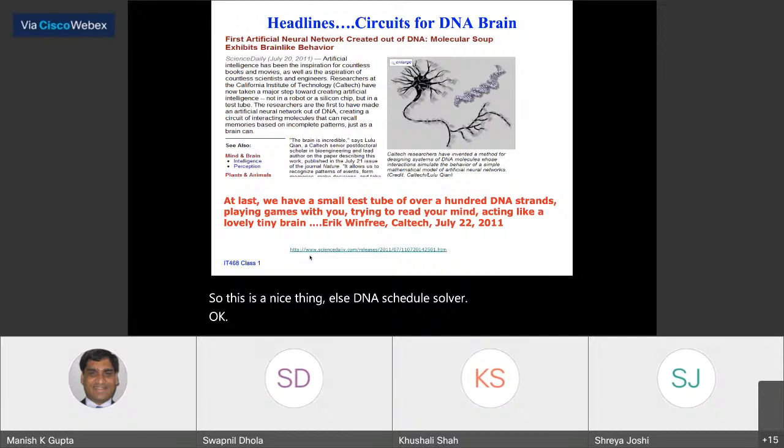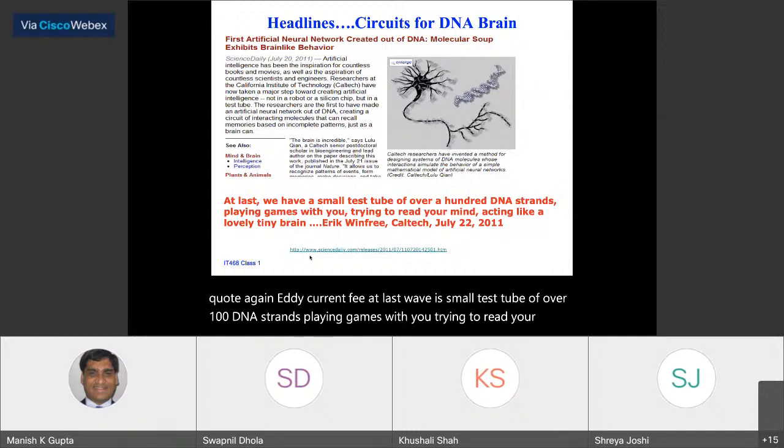Circuits for DNA brains. The first artificial neural network was created out of DNA. So the molecular structure exhibits brain-like behavior. I'll quote again Eric Rilfe: at last, we have a small test tube of over 100 DNA strands playing games with you, trying to read your mind, acting like a lovely tiny brain.